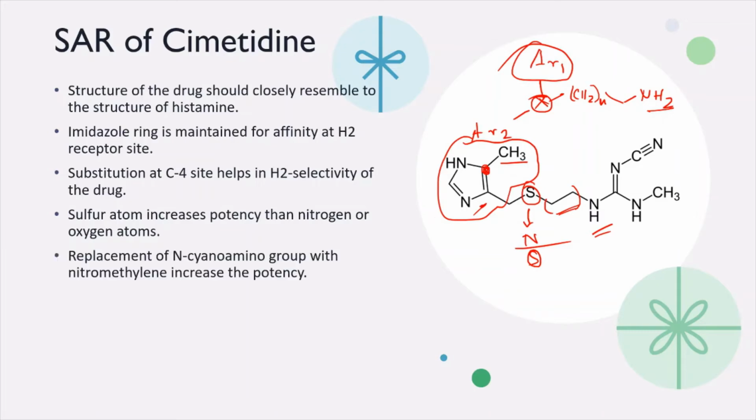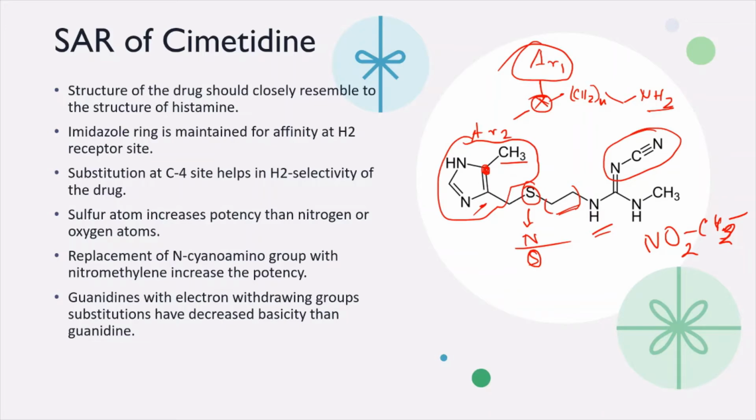Now, the N-cyanoamino group which is present in this case will have better potency if we replace it with a nitromethane group. Nitromethane you can understand as basically NO then a CH3 group. Basically not exactly like this, it should be CH2 with NO2 and so on. So this kind of nitromethane group can also be there, and it can replace the N-cyanoamine group.